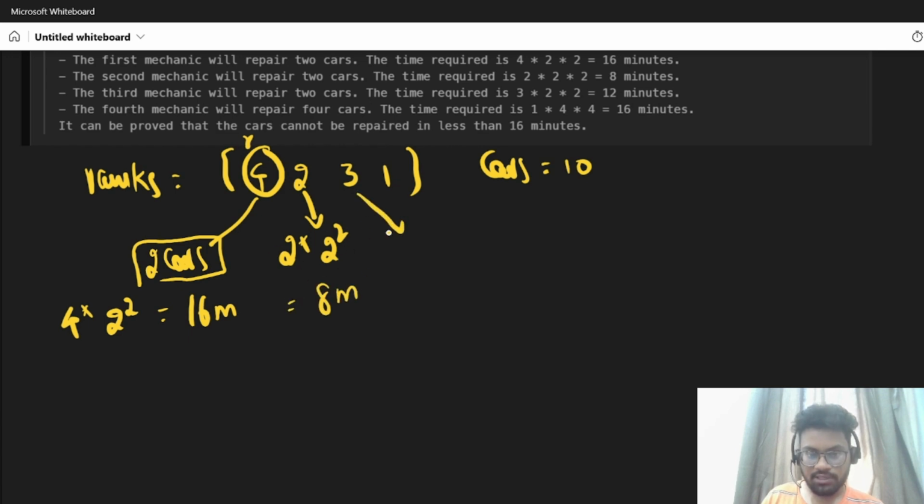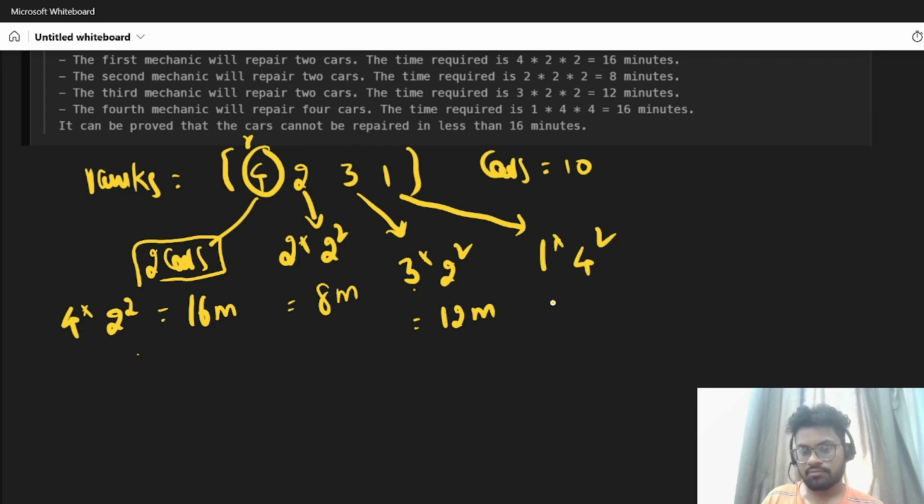And the third mechanic, he also took two cars, 3 into 2 square, 3 into 4 is 12 minutes. So totally how many cars until now have we repaired? Two cars here, two cars here, two cars here. So 2, 2, 2, that's 6. How many cars are left? 4 cars left. So 1 into 4 square, 4 square is 16. So 16 into 1, 16 minutes.